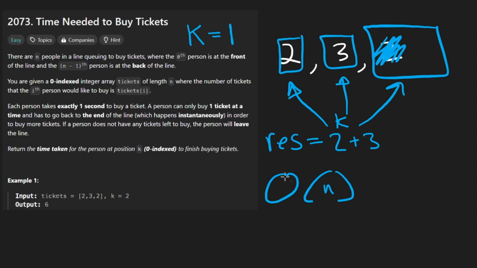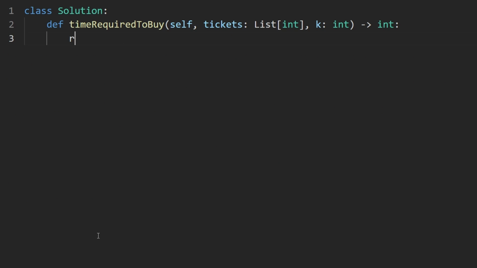This is a linear time algorithm, by the way, because we're just iterating once. We're not doing the entire simulation, and it's constant space because we don't really have any data structures. We're just keeping track of what the result is. Okay, so I'm going to initialize the result to 0. This is the number of seconds that it's going to take for the person at this index to buy all the tickets that they want. And this is what we're going to end up returning.